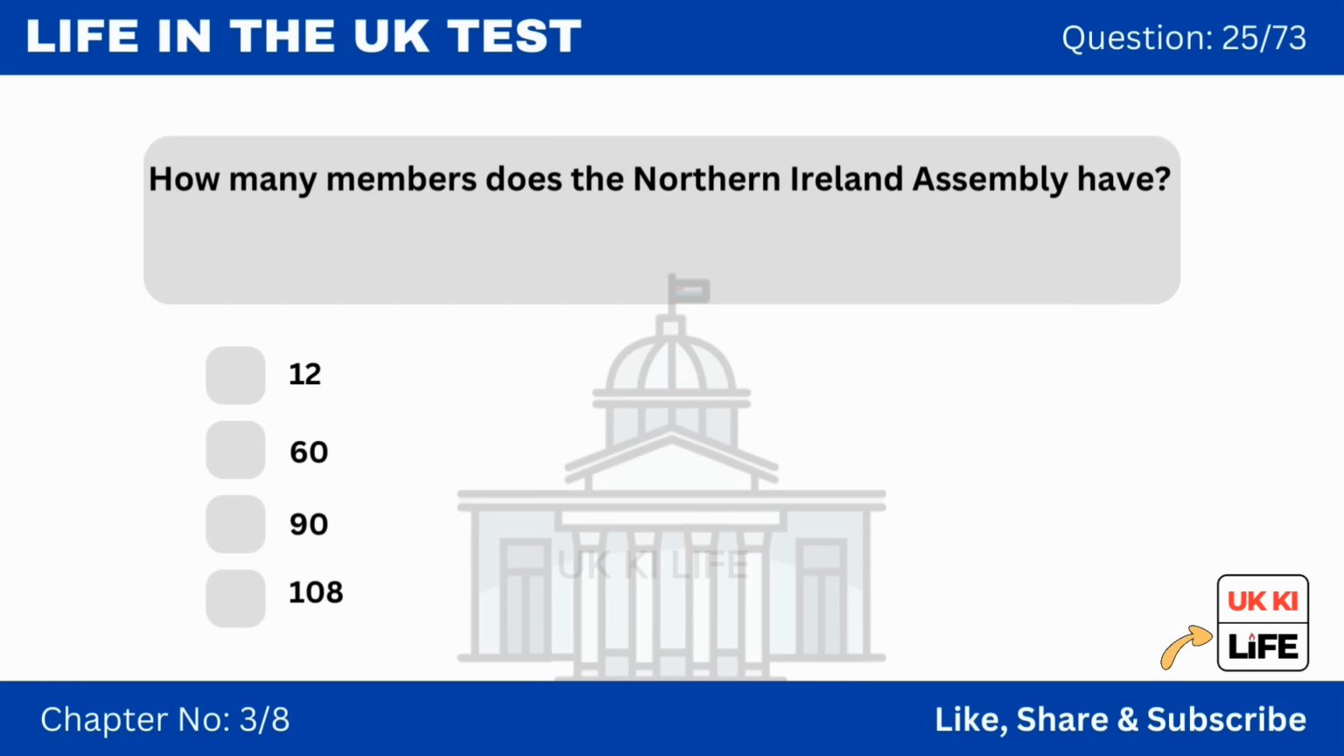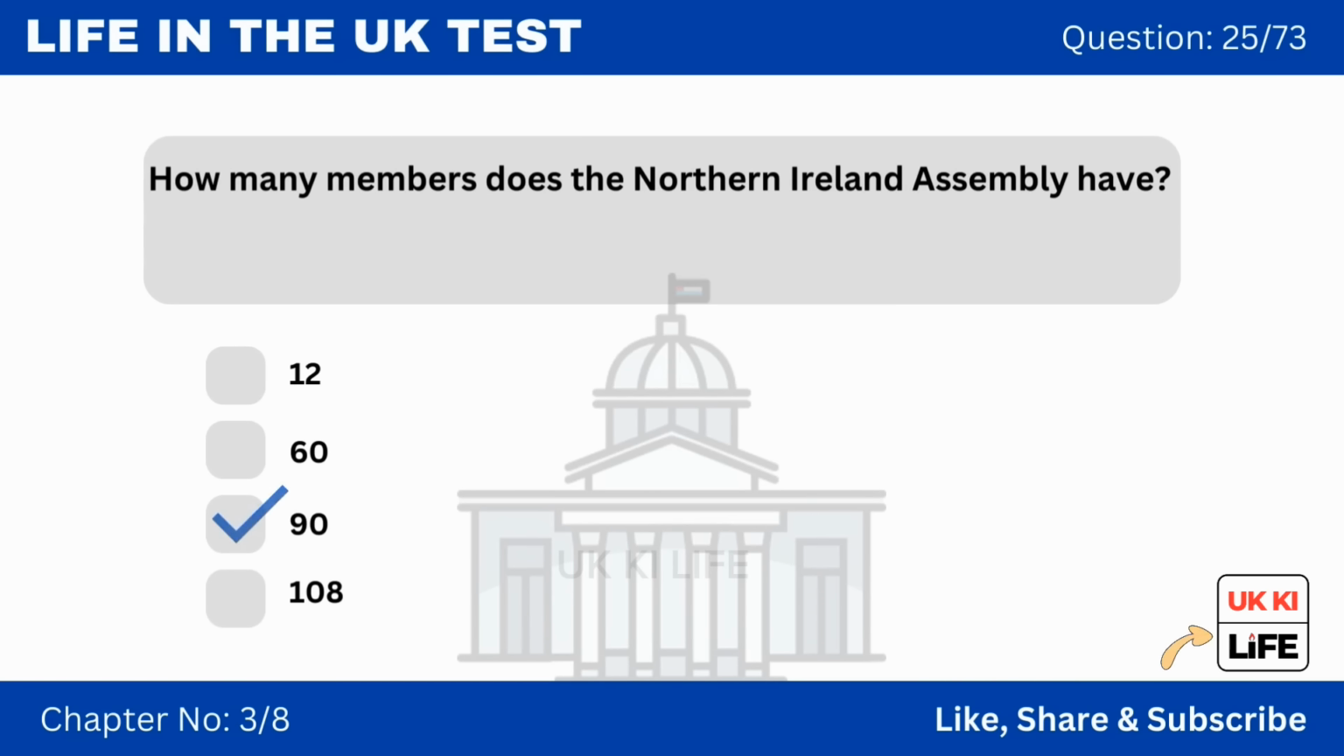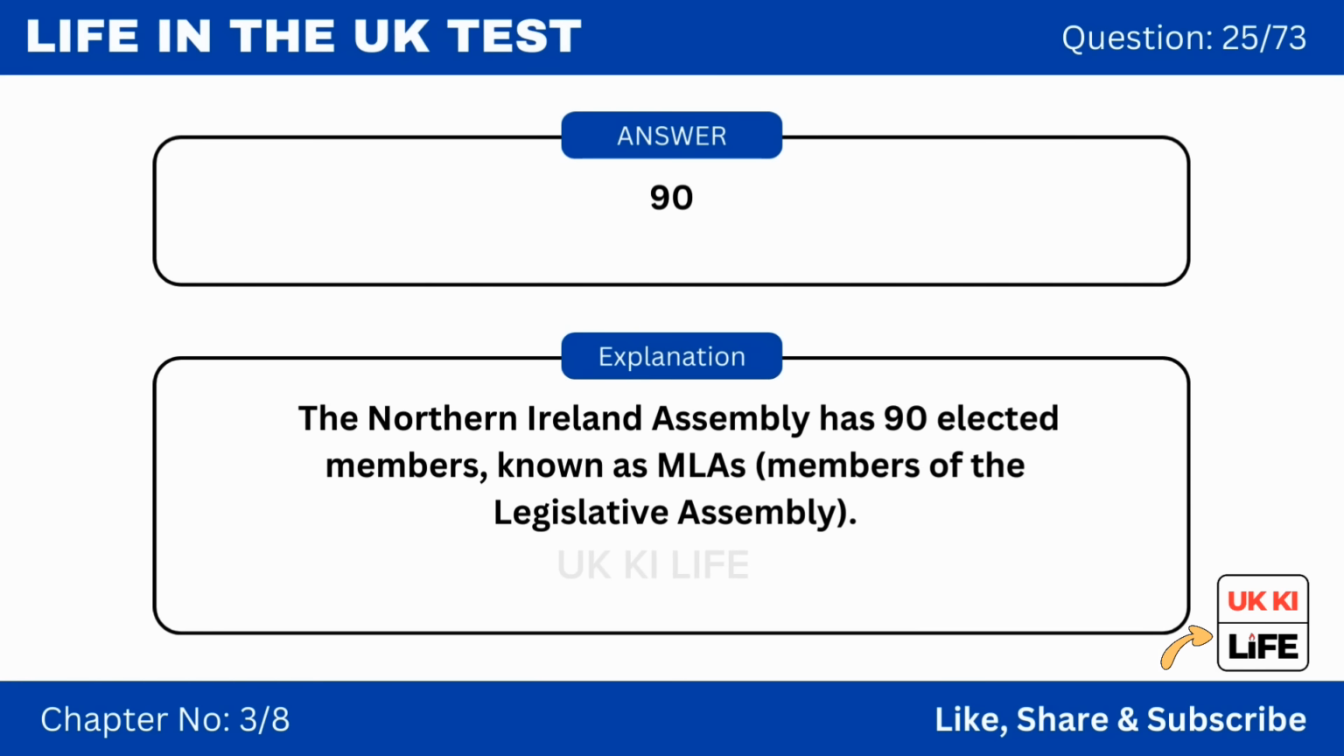Question 25. How many members does the Northern Ireland Assembly have? 12, 60, 90, 108. The correct option is C. Explanation. The Northern Ireland Assembly has 90 elected members, known as MLAs, members of the Legislative Assembly.